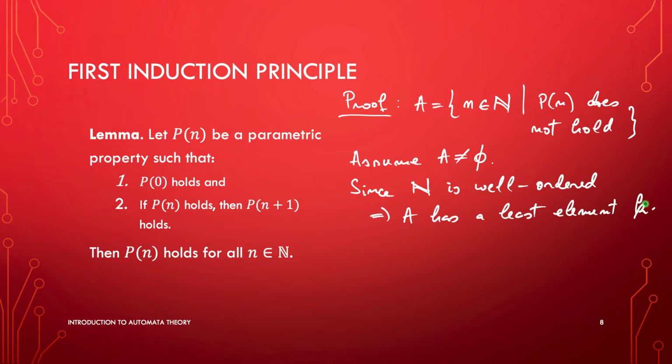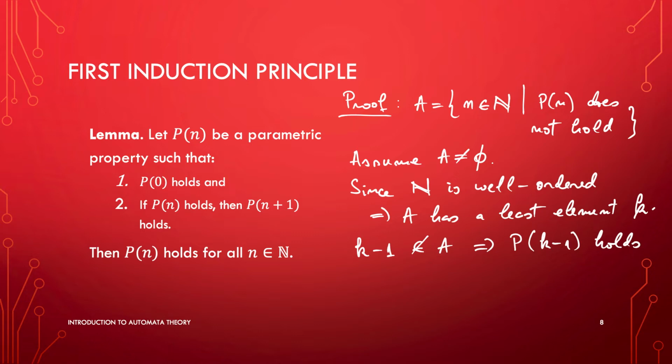So k is not 0, and that allows me to think about k minus 1. So that's a natural number. And if I think about k minus 1, you see k was the least element of A. And because it's the least and k minus 1 is smaller, then k minus 1 cannot be an element of A. And because it's not an element of A, simply by the way we have defined set A, it means that property P holds for k minus 1. Again, because set A was collecting only parameter values where the property doesn't hold.